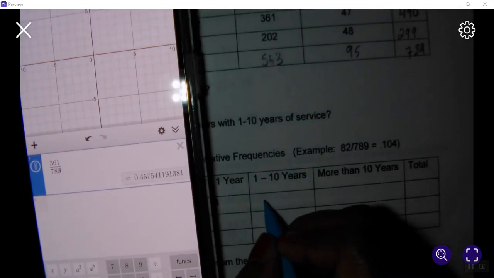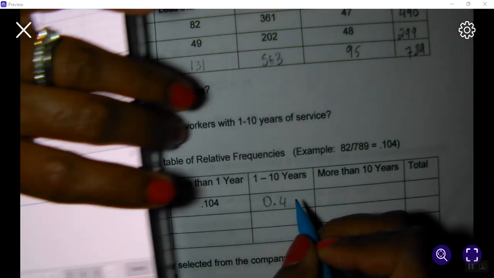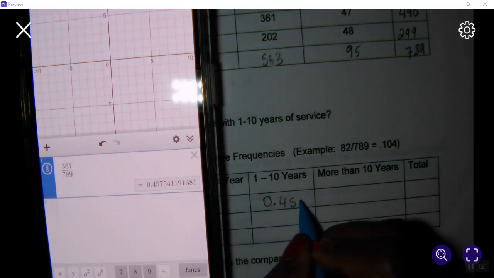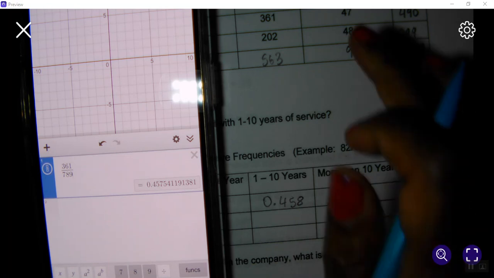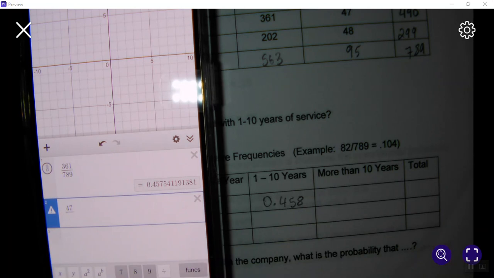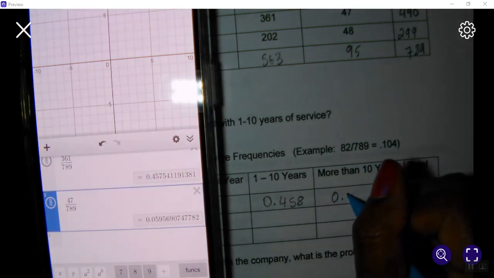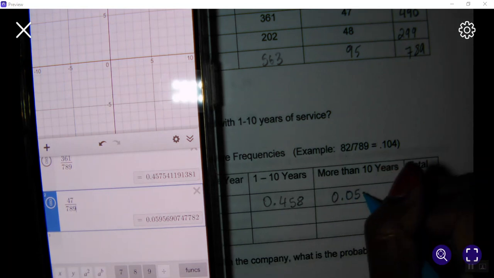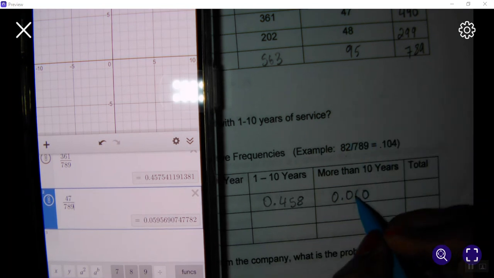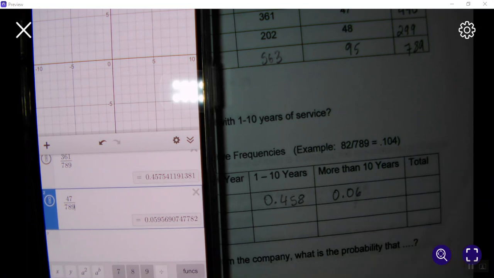So that is, we can go ahead and round this off. So this is 0.4, how many digits? 3 digits? Okay, so that's 0.45, and then I round it up to 8. And then same thing here. So you have 47 divided by the total, which is 789. So that is 0.059 goes to a 0, which means that this 5 changes to a 6, so 0.06. So whenever you have something like that, you really don't need to write that extra 0.